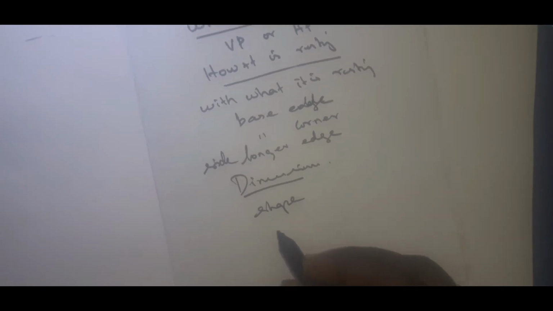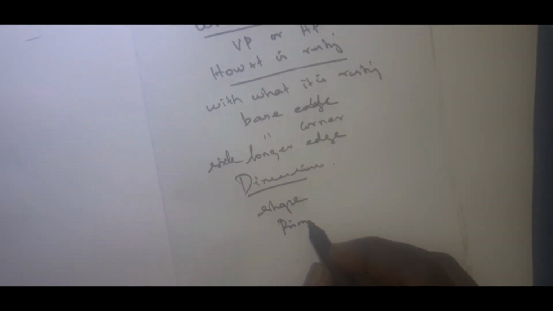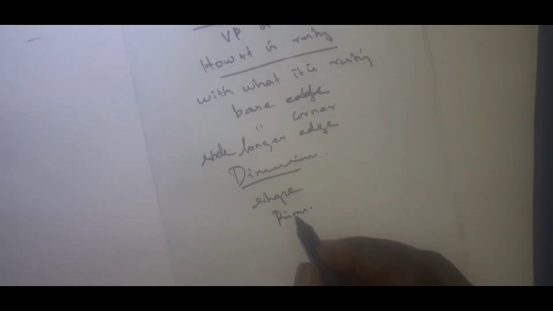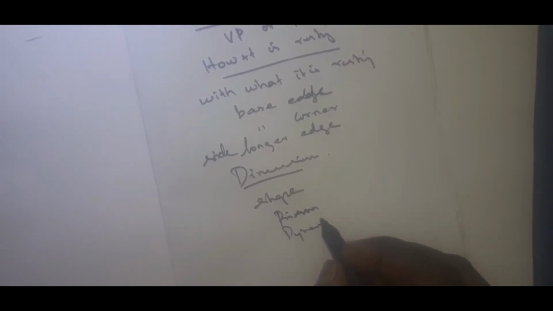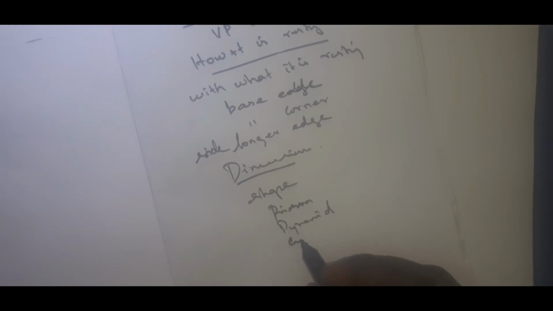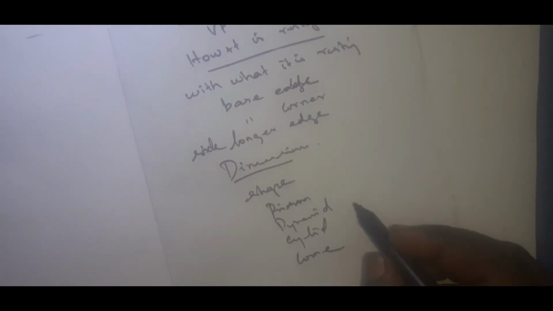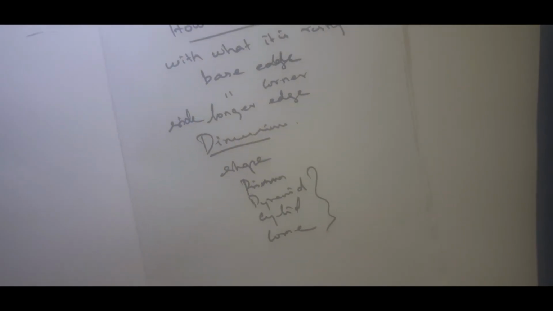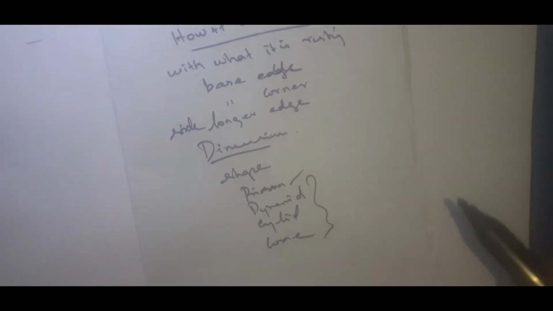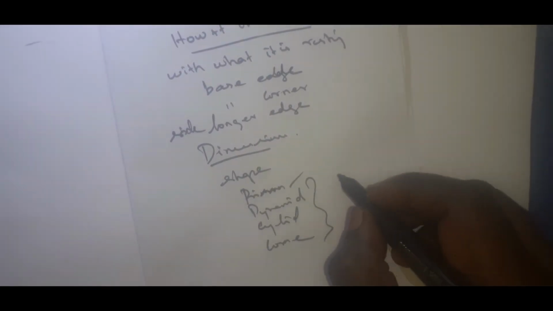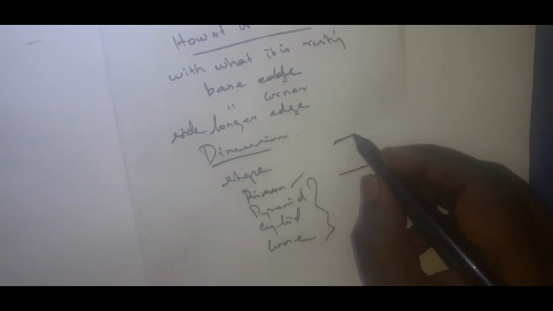Shape means whether it is prism, or pyramid, or cylinder, or cone. So these are the four things that will be available for you. If it is a prism, we have both surfaces, bottom face and top face.